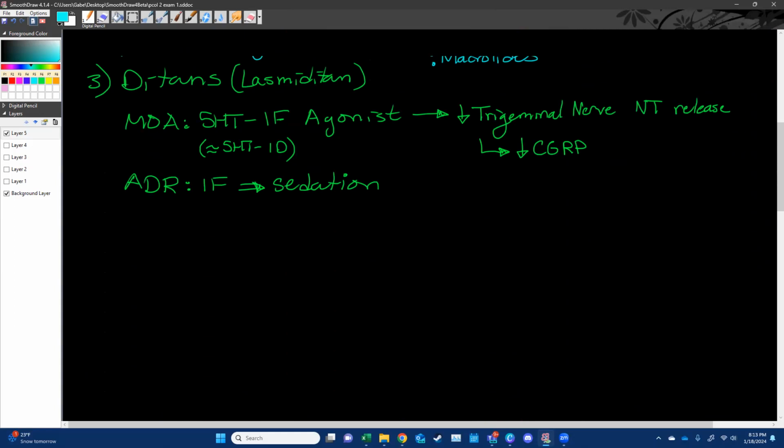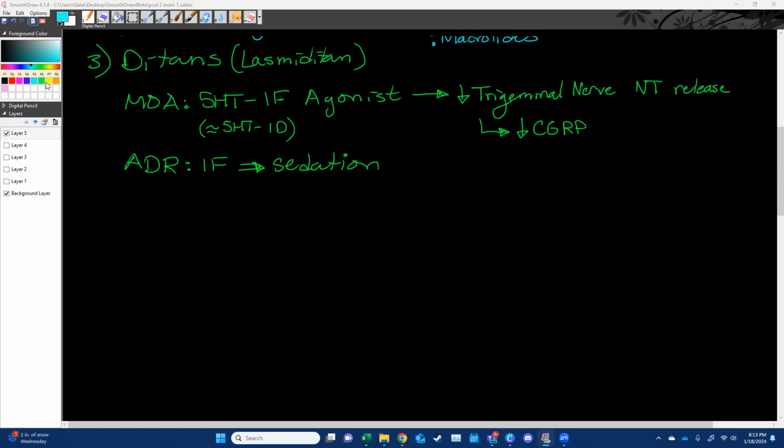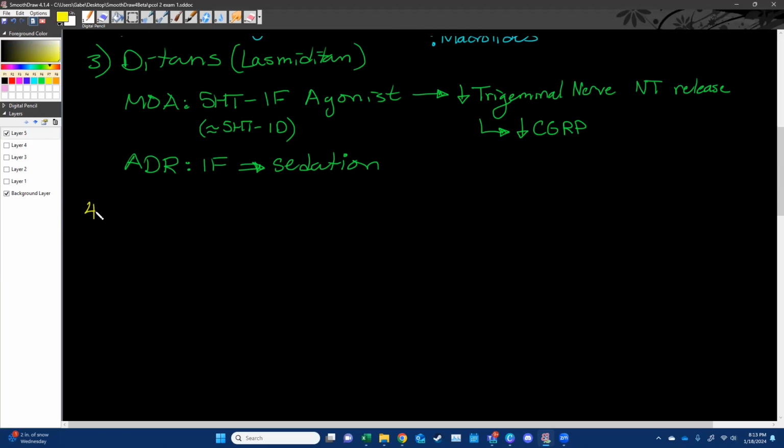All right. Now, this begs the question of why don't we use better drugs, right? Why don't we use the drugs that are targeting these receptors, the CGRP receptor? And this is where we step into the world of the CGRP antagonists.